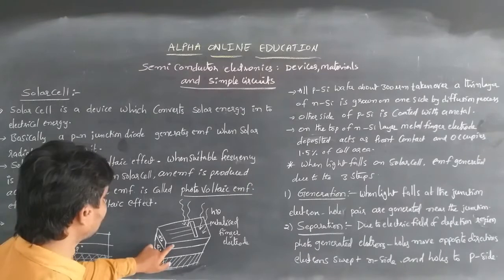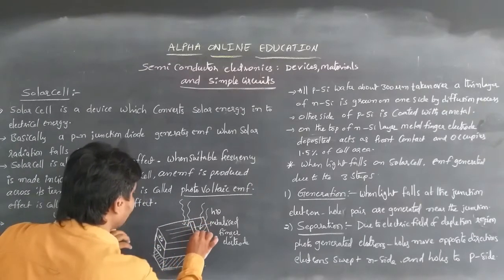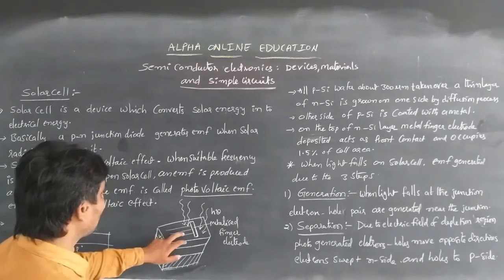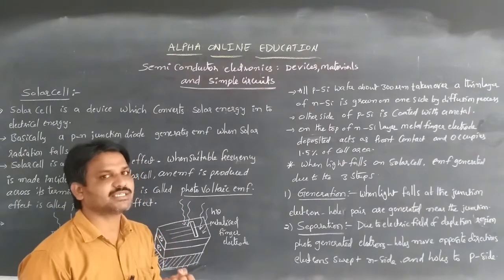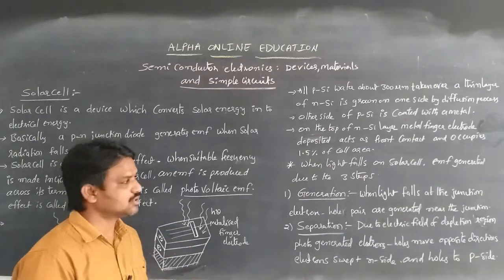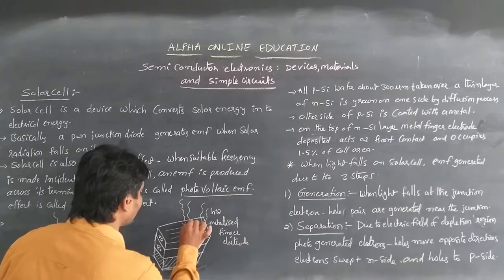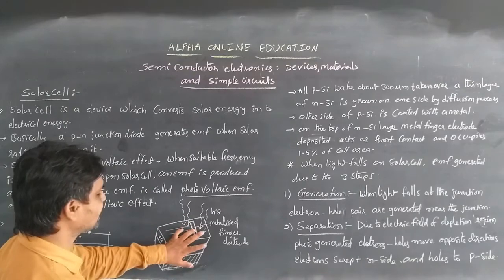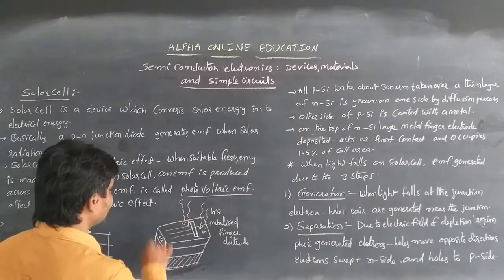On the top of the N silicon layer, metal finger electrodes are deposited, which act as the front contact. The front contact takes in the solar energy and sends it to the plates below. The total metal electrode occupies 1.5% of the total cell area. When light falls on it, EMF is generated.